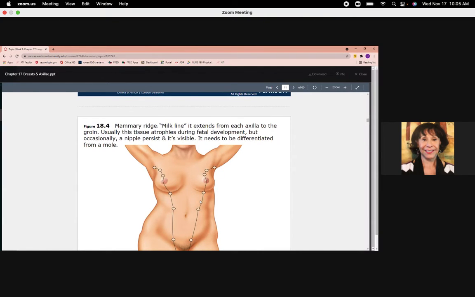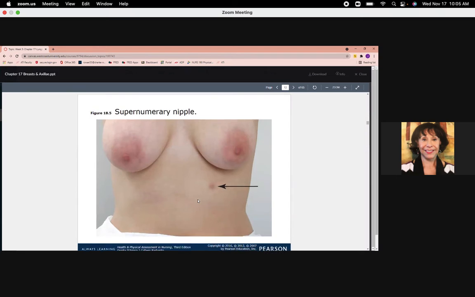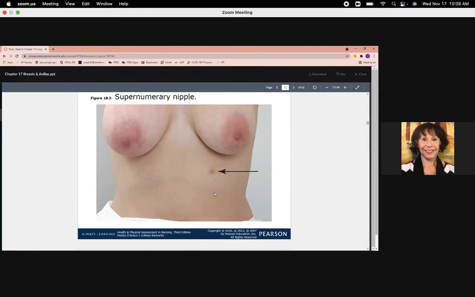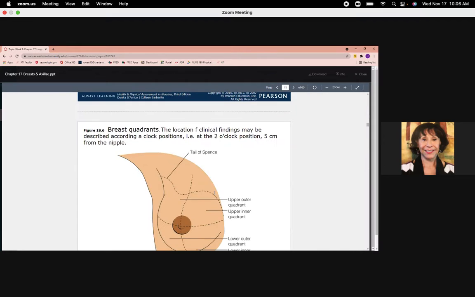Occasionally you will see an extra mole, like an extra nipple, and you have to distinguish that from a mole. See, that is an extra nipple, but it is almost like a mole. In my 26 years of nursing, being in the trenches, I only saw one female with this. I wasn't sure, so I asked the doctor, and he said it's an extra nipple, but it wasn't grown or anything like that.